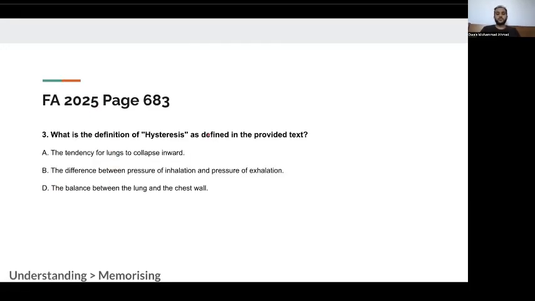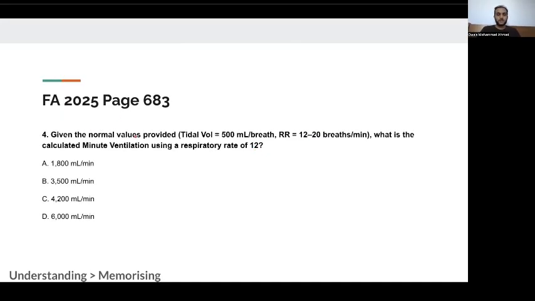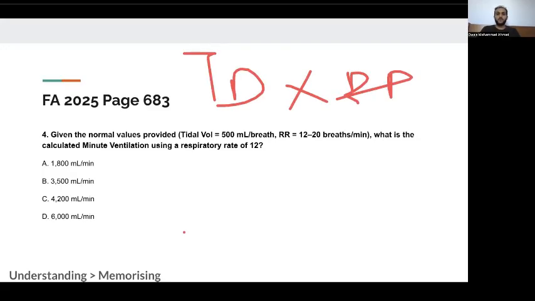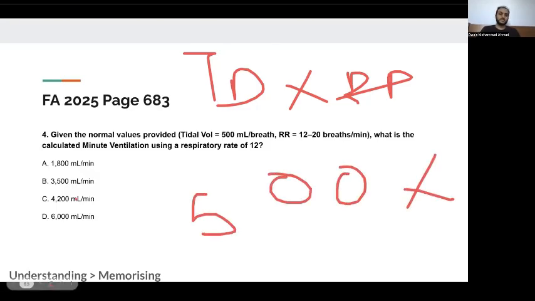What is the definition of hysteresis as defined in the text? It's going to be basically the pressure difference between inhalation and exhalation. Okay, now we can see over here, calculate the minute ventilation. Minute ventilation, like I said, is going to be your tidal volume times respiratory rate. So our tidal volume is 500. 500 times 12 is going to be 6,000. So that's going to be your correct answer here.